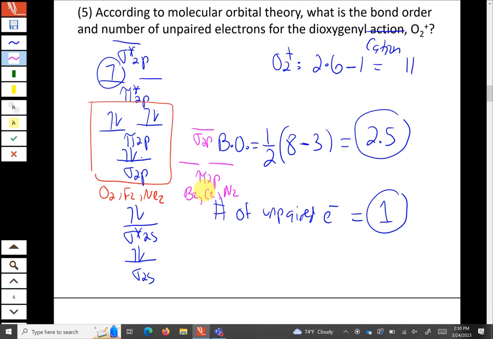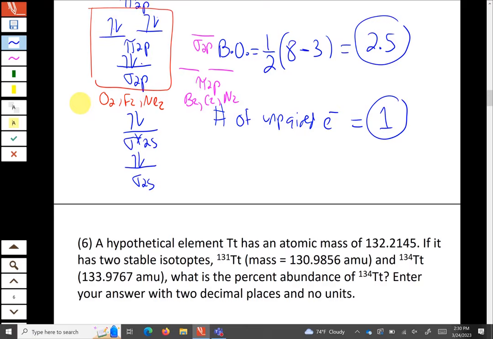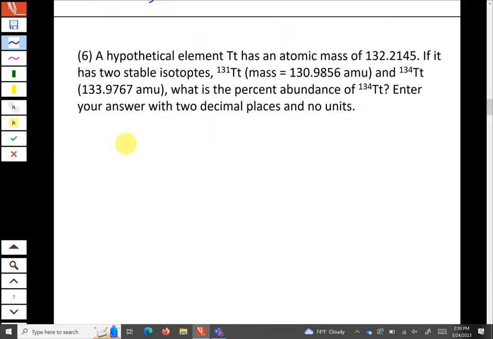It's not going to affect the bond order that you calculate if you forget to do that, but it could affect the number of unpaired electrons if you don't get that ordering correctly. All right, anything else? All right, so that concludes chapter 4.